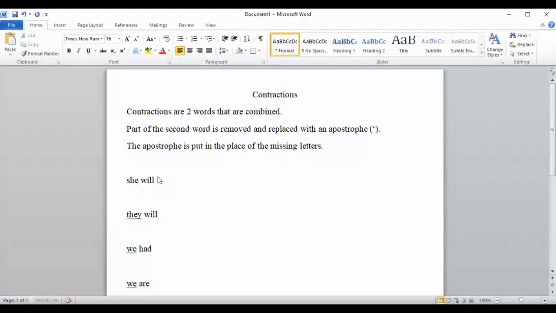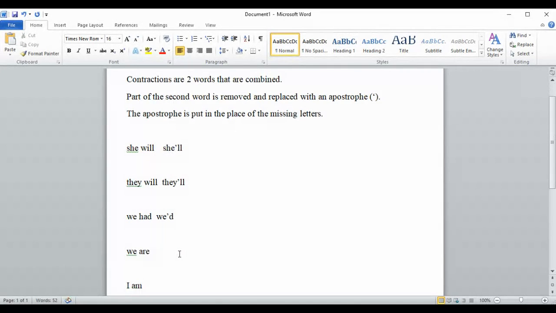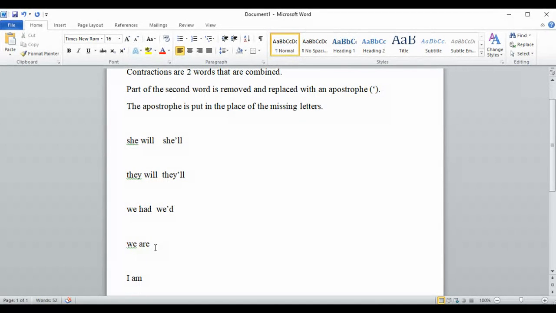So if we have this word, she will, and we turn it into a contraction, it will be she'll. And we've taken out the W and the I, and that is where we've put the apostrophe. So if we have these two words, they will, we can put them into a contraction, they'll. And again, you can see that where the W and the I are, that's where we've put the apostrophe. And we had will turn into we'd. And again, that's where the apostrophe is, where the H and the A were removed.